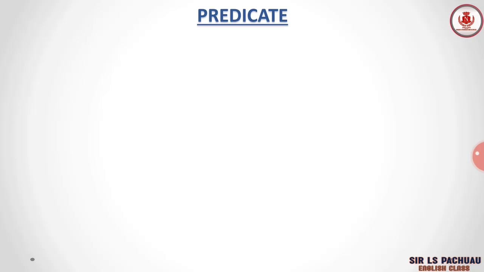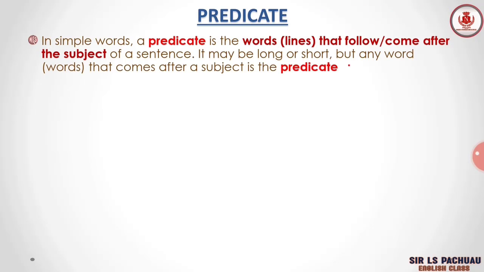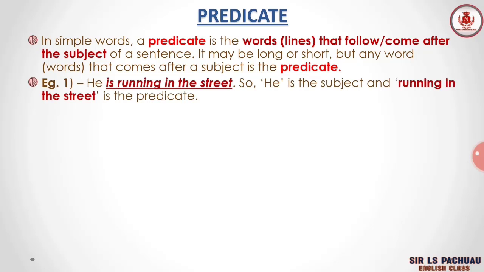And the next important thing is a predicate. What is a predicate? In simple words, a predicate is the words that follow or come after the subject of a sentence. It may be long or short, but any word or words that come after a subject is the predicate. Understand?